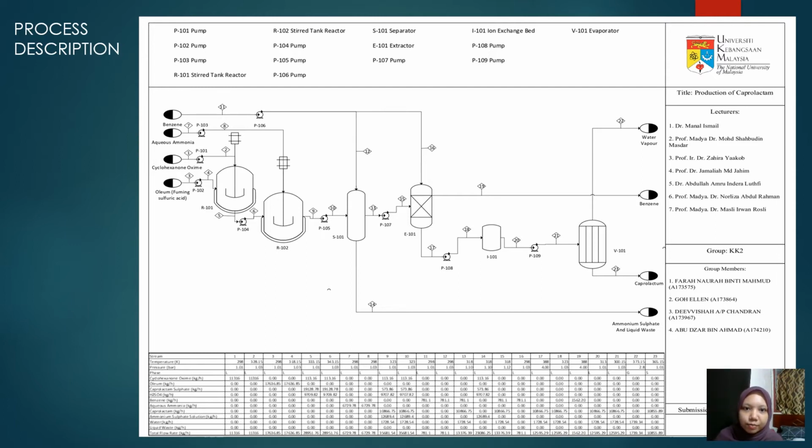And lastly, evaporation V101. Caprolactam solution, stream 20, is transferred to an evaporator to remove water and form solid caprolactam. The 85% concentration caprolactam solution, stream 21, will go through 3 evaporator stages in order to remove water at 135 degrees Celsius and 2.8 bar pressure, resulting in 99.9% caprolactam concentration. During this process, excess water will be released through the upstream as water vapor, stream 22, and the final product, which is caprolactam, is obtained in stream 23.